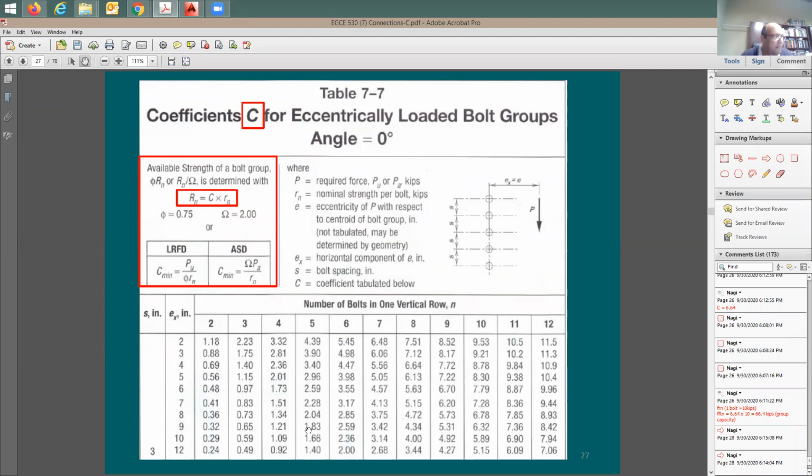If I have 10 bolts and the eccentricity is only 2 inches, now I have lots of bolts with small eccentricity. Instead of having 10 bolts, I'm going to have 9.53. If I have no eccentricity at all, the effective number of bolts is going to be equal to the number of bolts. You'd like to see an example.